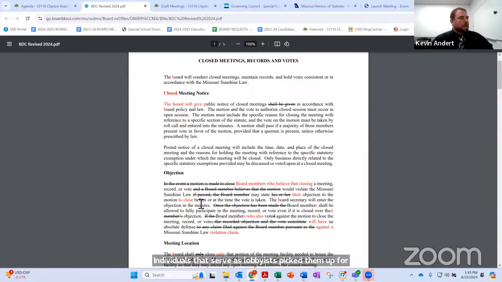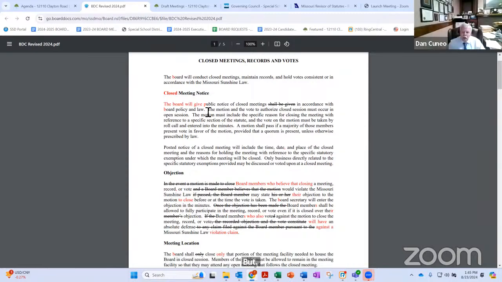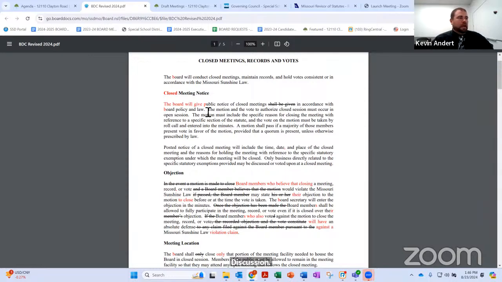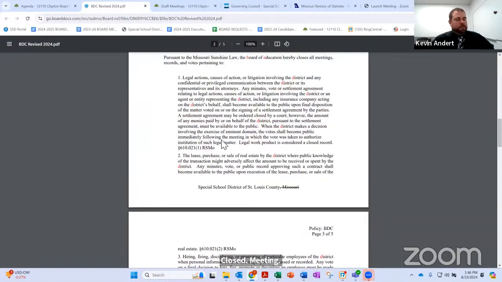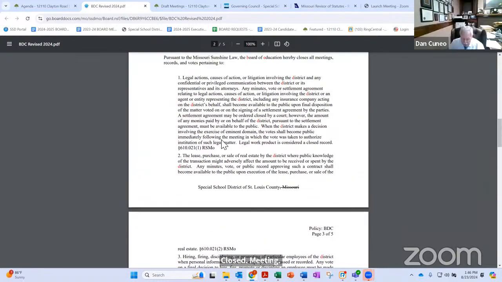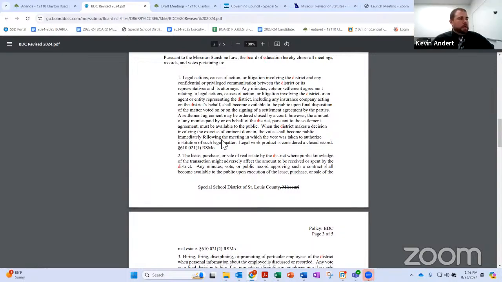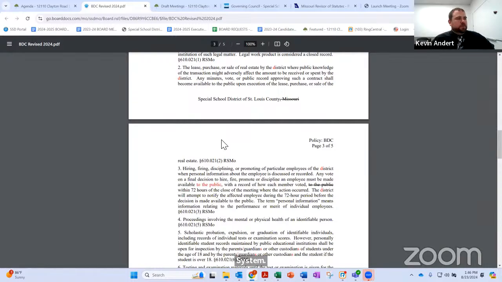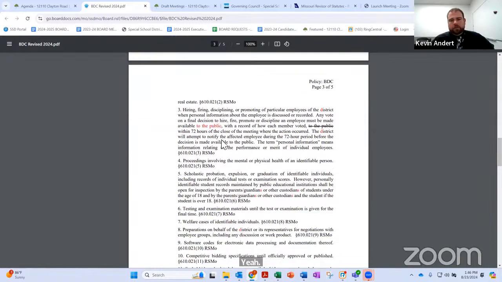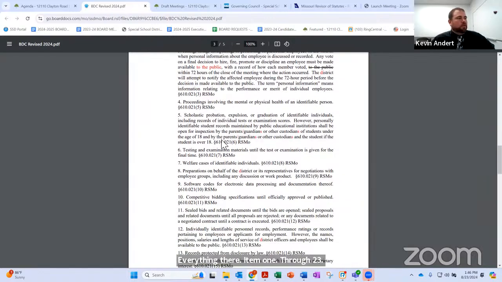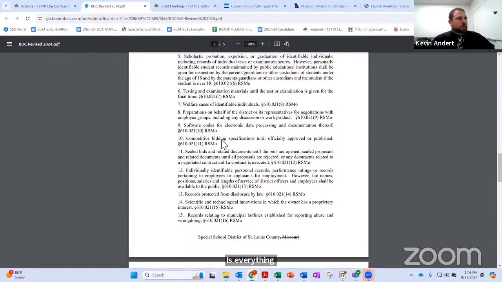But we had a large discussion on whether budget is a closed meeting. Beginning on page 2 of the policy, the closed topics section at the bottom, items 1 through 23, is everything within statute that would allow for a closed meeting. So that is the exhaustive list of all of the topics that are eligible for a closed meeting.